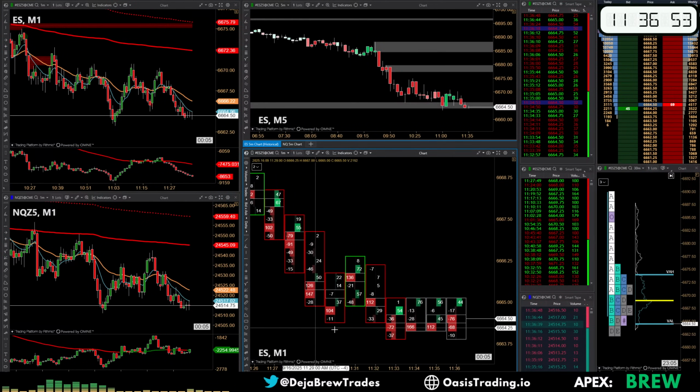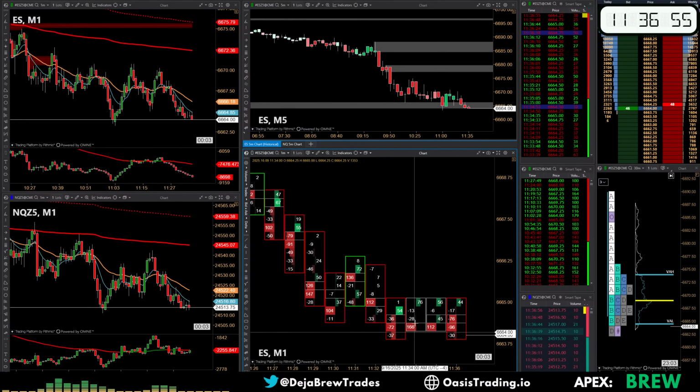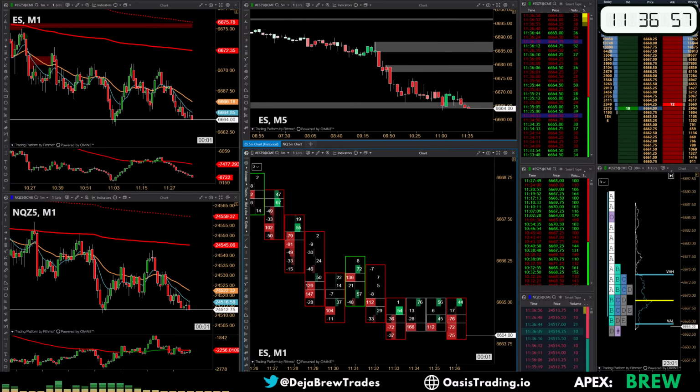Look at the cliff here. You can see the cliff in the delta. They keep selling into that volume shelf. They're trying to break it.